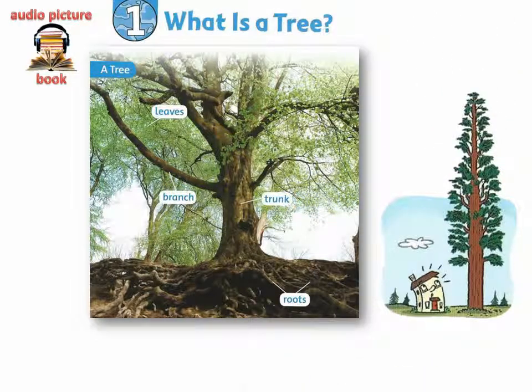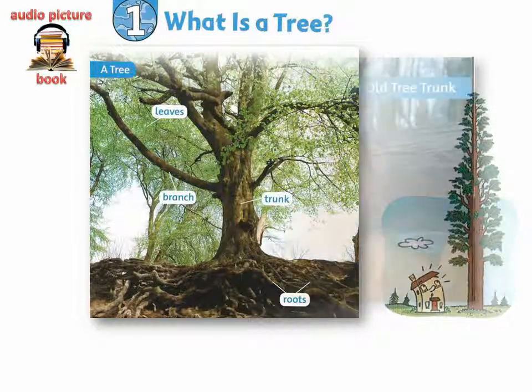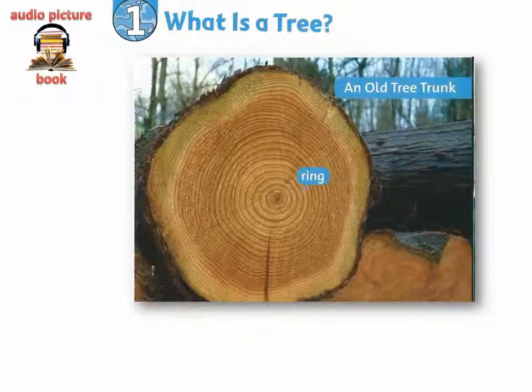Discover! Some coast redwood trees are 110 meters tall. A tree grows every day. Look at this old tree trunk. How old is it? Count the rings. Every ring is 1 year.